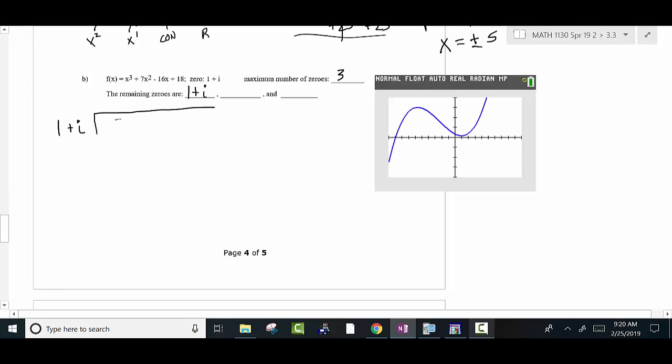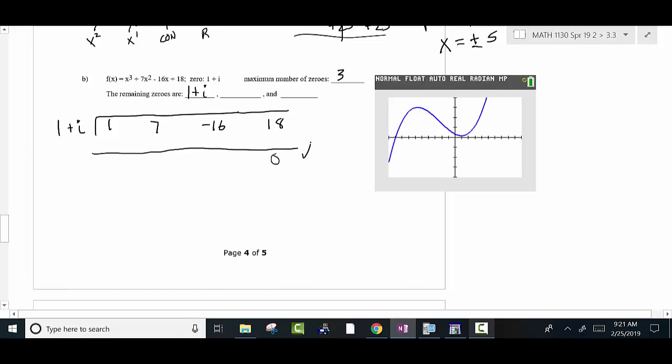So we have 1, 7, negative 16, and then 18 like that. You have to kind of spread this out a little bit too, because you're going to have some complex numbers you have to deal with. All right. So we're just going to have to deal with the 1 plus i. All right, and it works out exactly the same way. You know we're going to get a remainder of 0, because I told you, as long as I type this out right, it's going to be a 0.